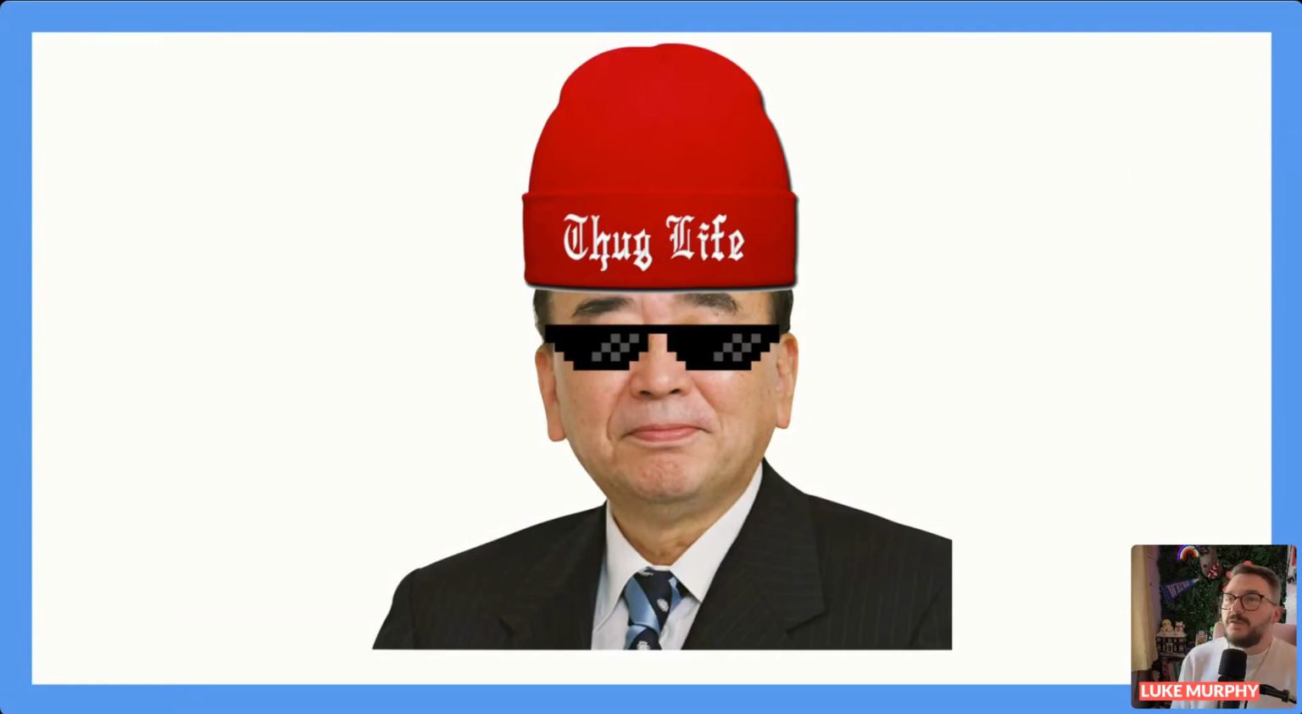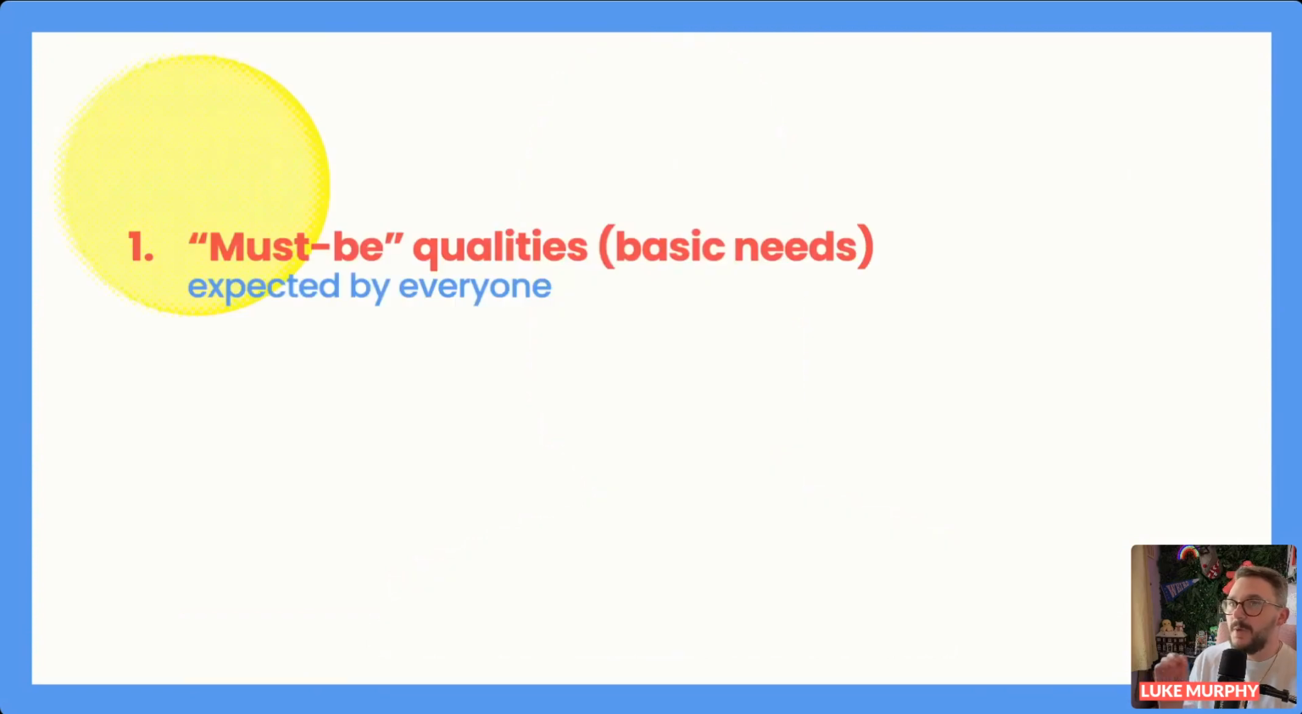So if you want some more science around this, Noriaki Kano developed the Kano model, although I can't figure out if it's Kano or Kano. I'm pretty sure it's Kano. But he developed this model back in the 80s that shows that customer loyalty is connected to our emotional responses to product features. So he did a similar thing to Aaron Walters in that he split up these features into a hierarchy. So you have your must-be qualities.